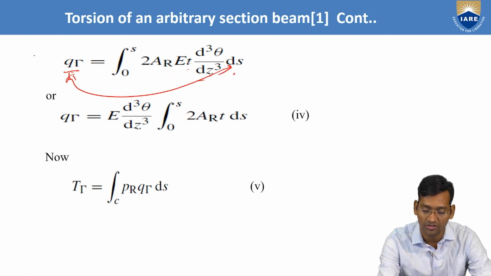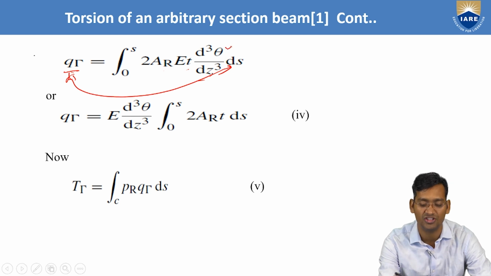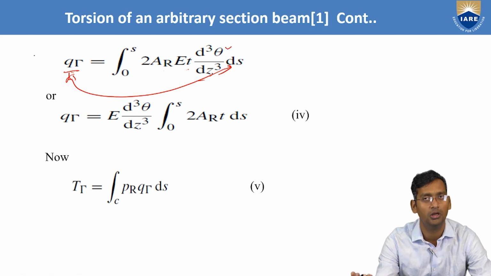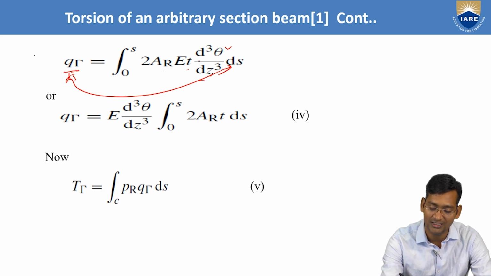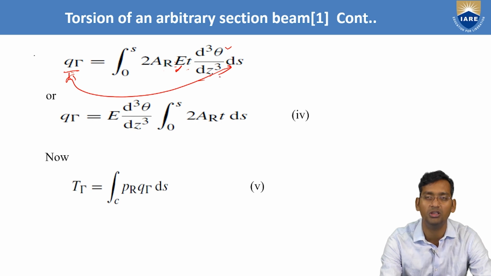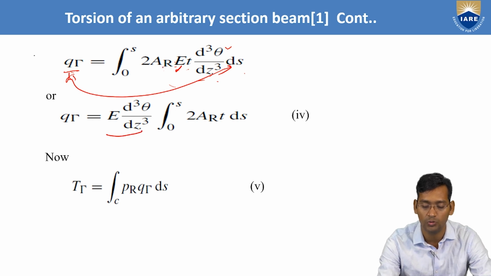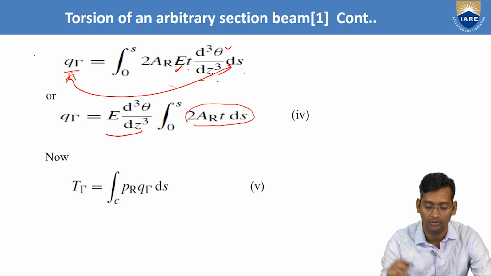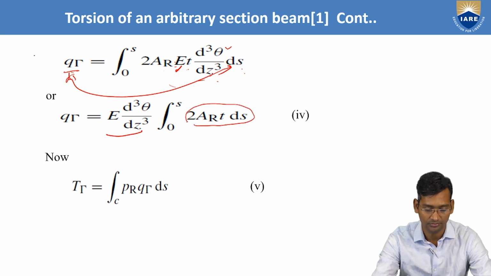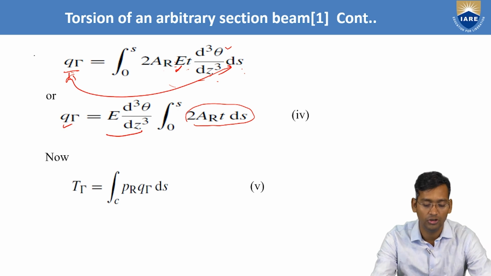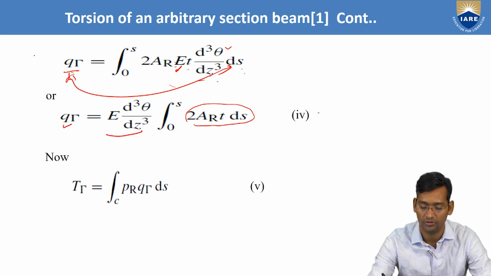So what is constant? Already we had seen that d theta is constant. So if d theta by dz is constant, then d3 theta by dz cubed is also constant, and E is also constant. So take that out of the integration. So E d3 theta by dz cubed into ds is out of the integration. That is here, 0 to s. Now what is left here? 2AR, then t and ds. So 2AR into t ds. So that will be the value of Q tau. This is the fourth equation.